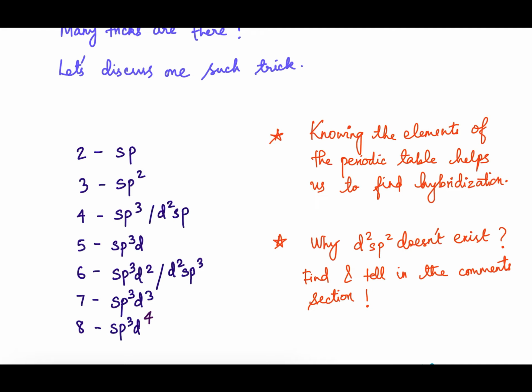Now, if the final answer is 2, then the hybridization will be sp. If the final answer is 3, it will be sp2. If it is 4, it will be sp3 or d2sp. If it is 5, it will be sp3d; 6, sp3d2 or d2sp3; 7, sp3d3; 8, sp3d4.